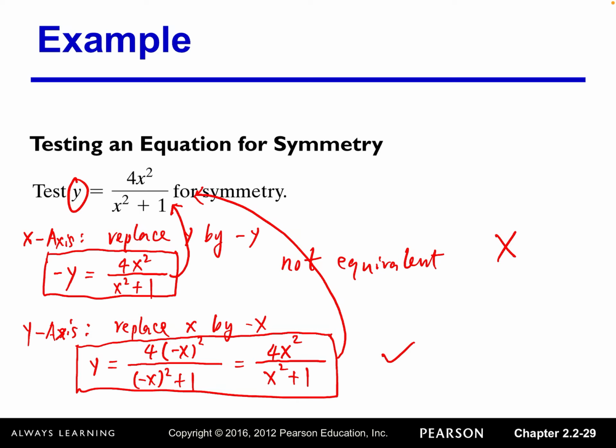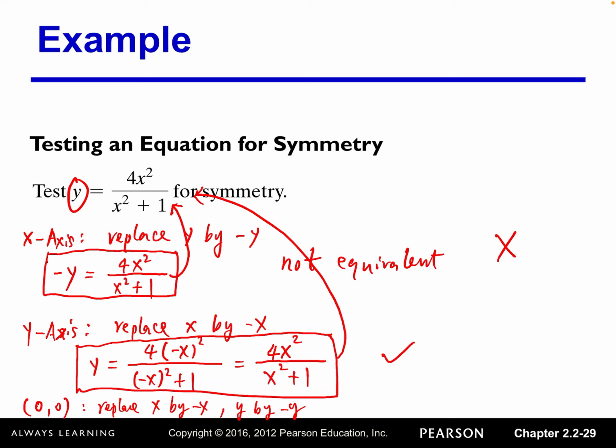Okay, now the next one, we test the origin. I don't have a, okay, let me try here. Very small space. So testing whether it's symmetric with respect to the origin or not, I just write a short form. Instead of writing the word origin, I just put the coordinates 0, 0 to represent the origin. To test this, we need to replace both x and y by their negatives, right?